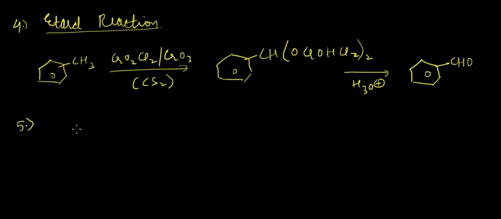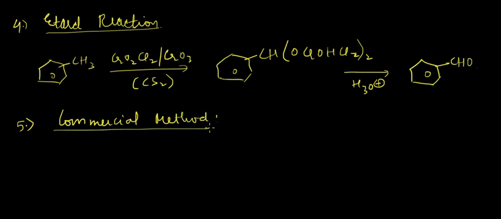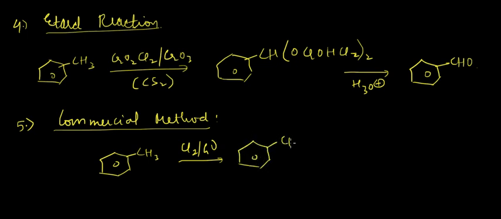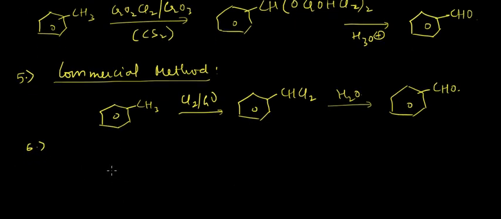Let us look at the fifth method. This is the commercial method of preparation of benzaldehyde. In this method we have toluene and we are using Cl2 in the presence of sunlight, and we are getting CHCl2, and then we are passing water and we will be getting a CHO here.